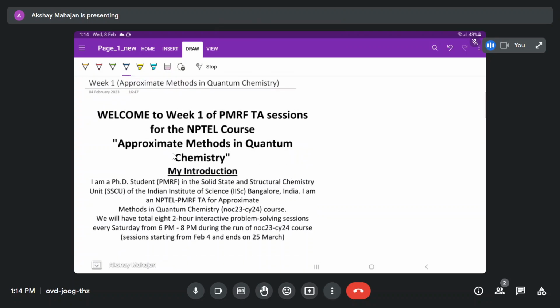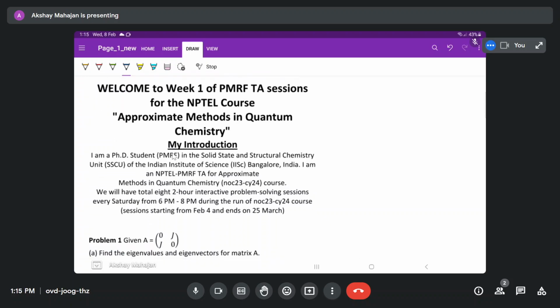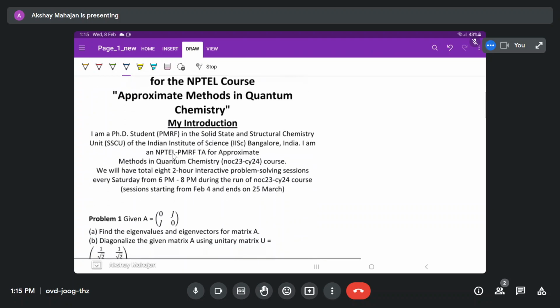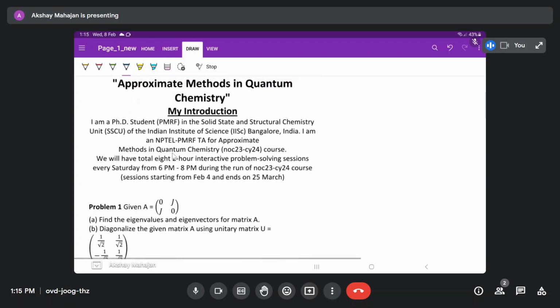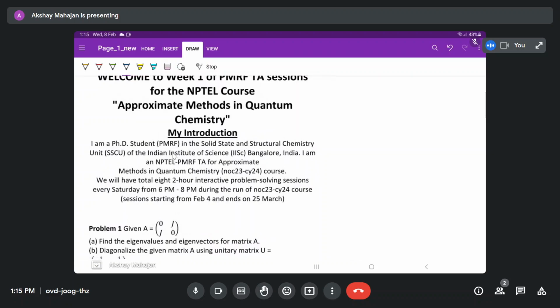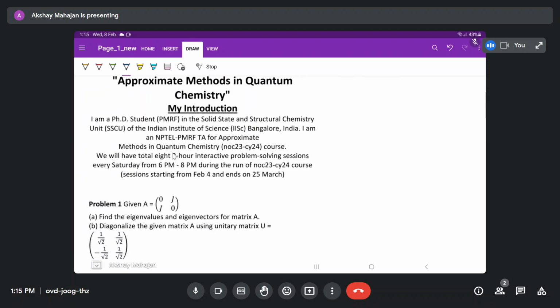So this is a rerun for the first PMRF TA session for the NPTEL course, Approximate Methods in Quantum Chemistry, which was held last week. Unfortunately, because of some technical difficulty, the recording was not done properly. So this is a rerun where I will be solving all those problems that were discussed in that session, and so it will be useful for the learners who joined the session, and as well for the people who will be watching these sessions on YouTube.